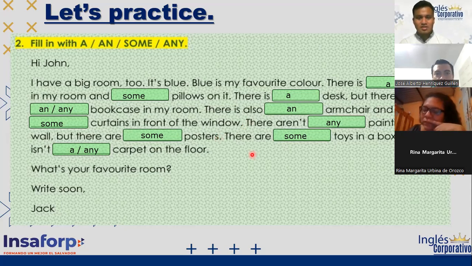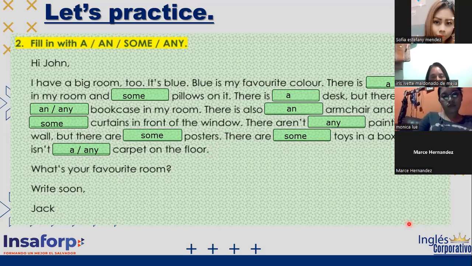Okay, thank you, Rina Margarita. From here till here. There are some toys in a box, but there is not any carpet on the floor. Thank you very much. Now, the last part is going to be for Monica, Monica Lue. This part, and this part. What's your favorite rooms? Write some, Jack.